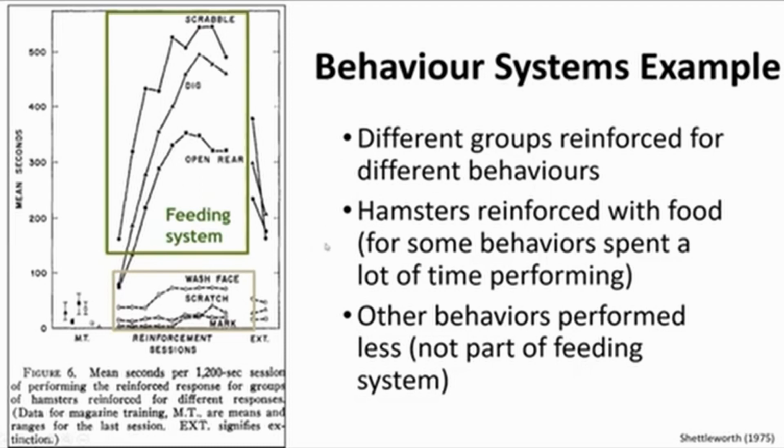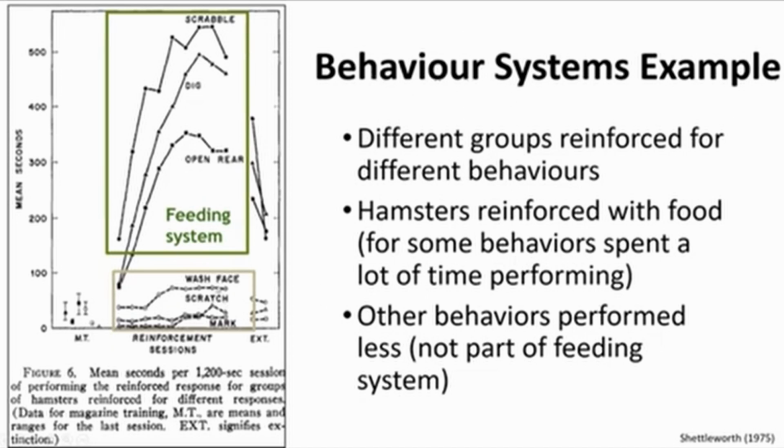These hamsters were divided up into 6 different groups, and each group was reinforced for a different kind of behavior. So we had one group that was reinforced for scrabbling. Basically, they would move dirt around using their paws. We'd have another group reinforced for digging, so pretty self-explanatory. Another group for open rearing, and that's basically they would stand up on their back legs, which is a behavior that we'd often see hamsters do when they're looking for food. So all of these fall under our feeding system if we look at our behavioral systems.